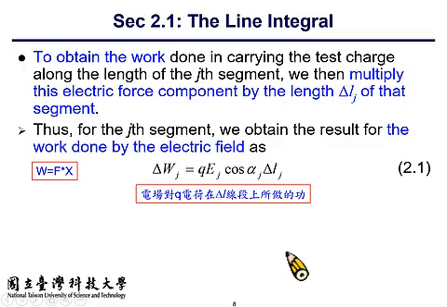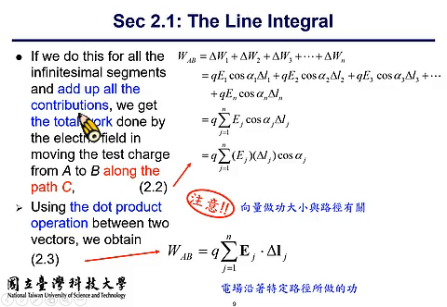F is the force, X is the distance. The force times distance gives you the work, the amount of work. And for a short distance dl, the work can be expressed as QE cosine alpha dl. Okay, so the next thing is to add up all the work acting on the charge in individual short pieces.